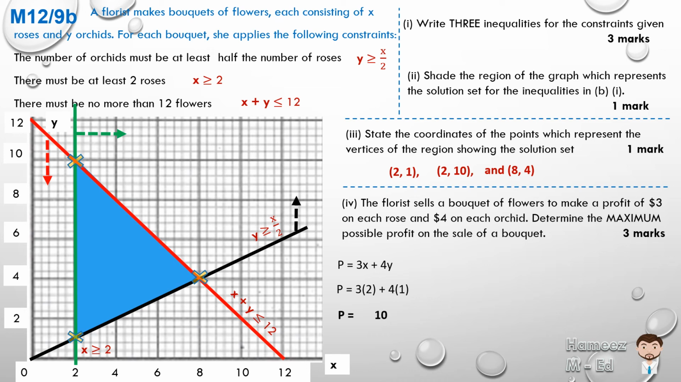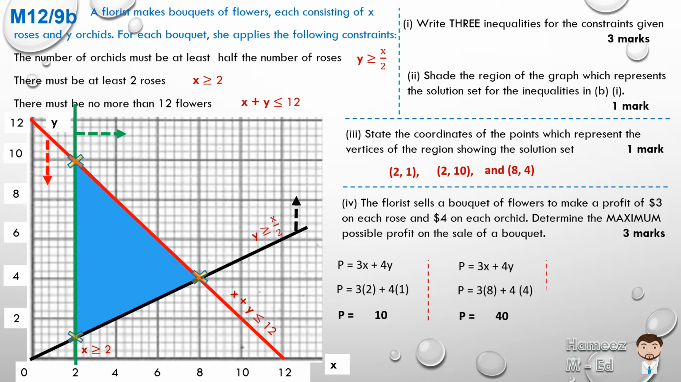Let's look at the vertice on the right hand side. Let's write our formula. Profit is equal to 3x plus 4y, and if we substitute, P is equal to 3 times 8 plus 4 times 4, and 3 8s are 24, and 4 4s are 16. 24 and 16 is equal to 40. So we got $40 profit if it occurs on the point on the right side, that vertice.